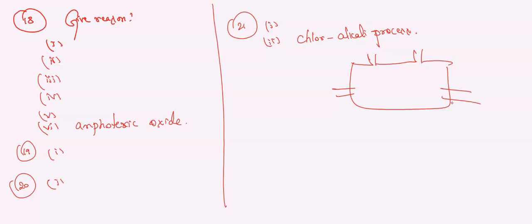Next question, option 1. Explain the method of producing biogas. Very important question. Explain the method of producing biogas in a biogas plant.